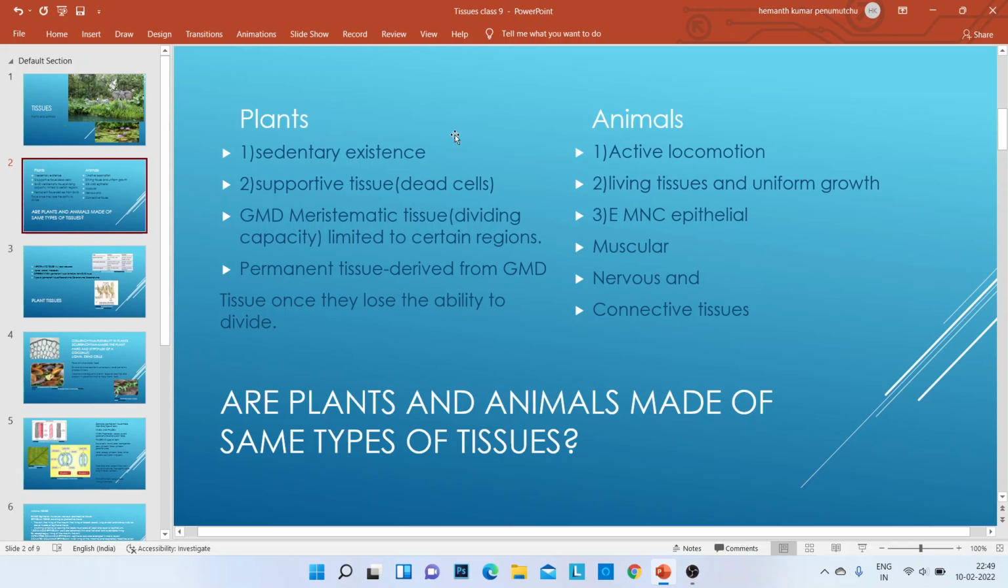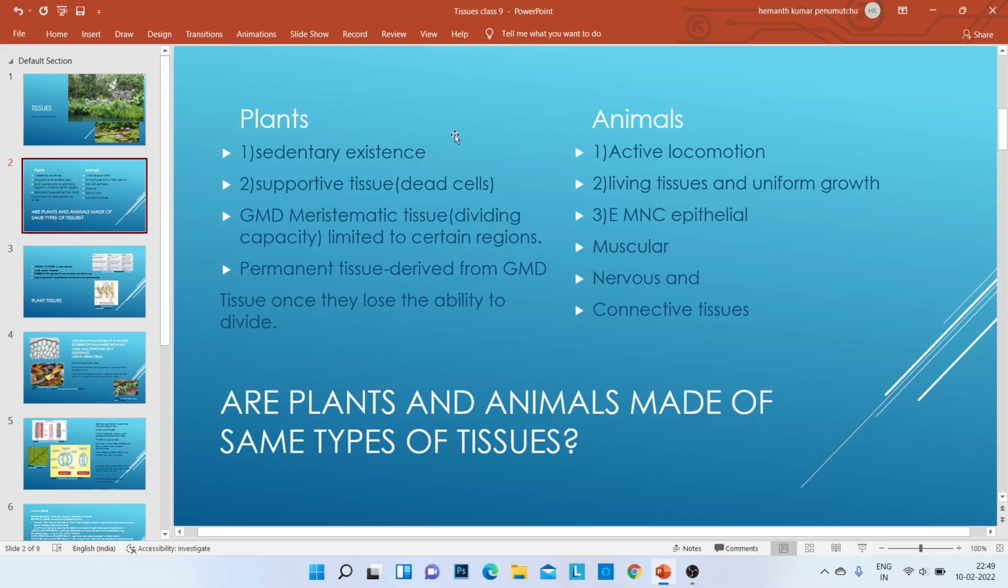And plants have supportive tissues in large number. This supportive tissue is also called dead tissue because it's completely made of dead cells. That is called supportive tissue or dead tissue in plants. In animals, all are living tissues, and there is uniform growth in animals.